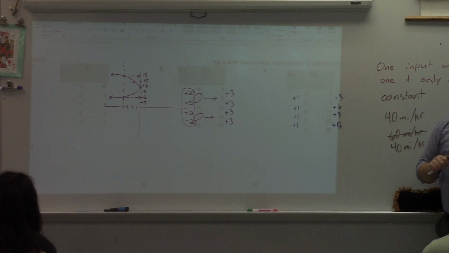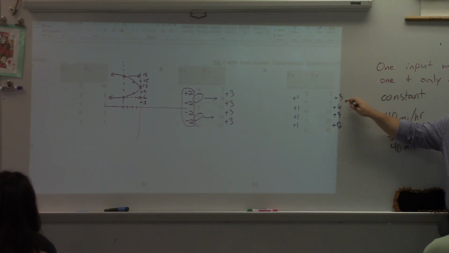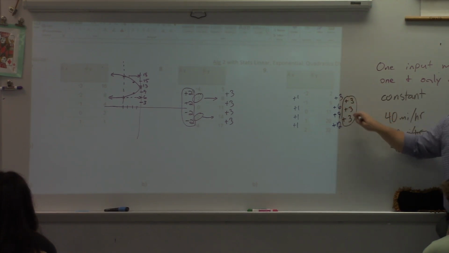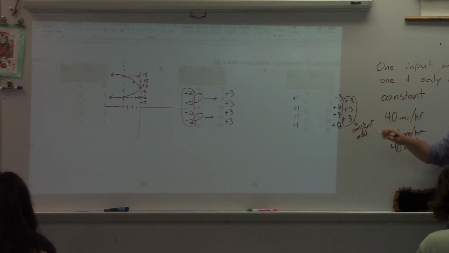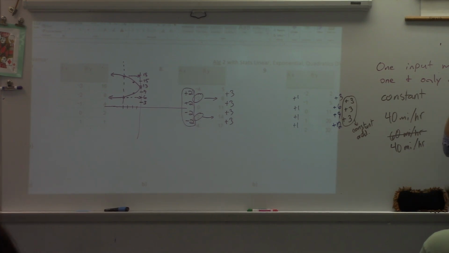Is that constant? No. But what's happening to go from 3 to 6? It's increasing. By how much? By 3. 6 to 9? 3. 9 to 12? 3. So is this constant? Yes. And what are we doing with that constant thing? We are additive. Right? That's what I mean when I say constant additive. Constant stays the same. Adding, we're literally adding. Additive.